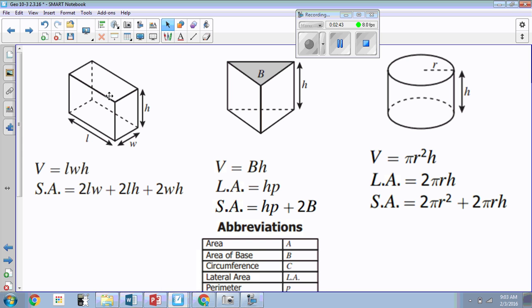Over here on the left, we have a rectangular prism. You'll notice that all the sides are rectangles. And for this particular kind of prism, volume can be done with length times width times height, but today we're really focused on surface area.